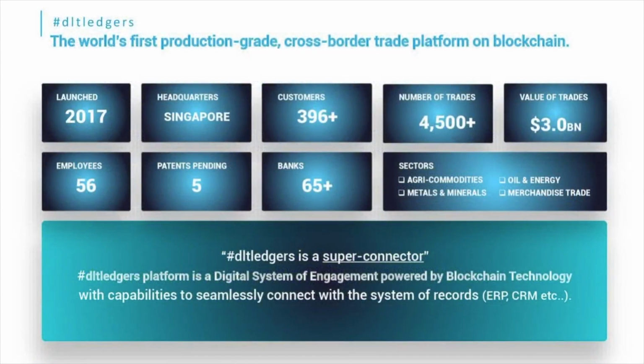This is just to give you an idea about where we stand as DLT Ledgers today. Launched in 2017, we have currently about 396 plus customers globally. 4,500 plus trades have been executed with a value of about 3 billion in trade. We are a team of, or I would call it a family of 56, with about 65 banks spread across multiple sectors, and we are operating like a super connector.